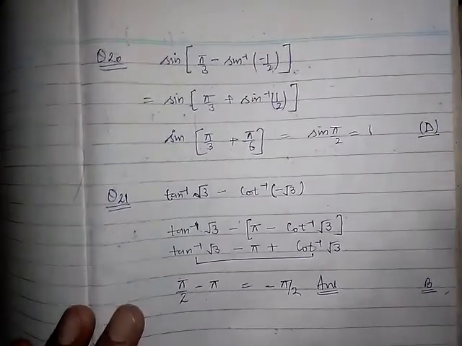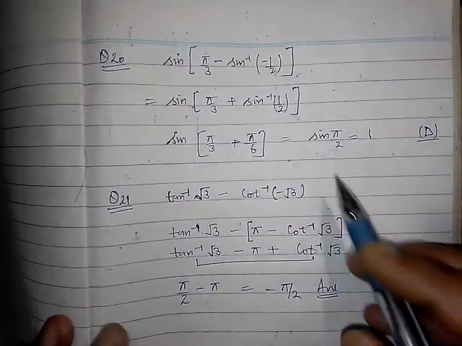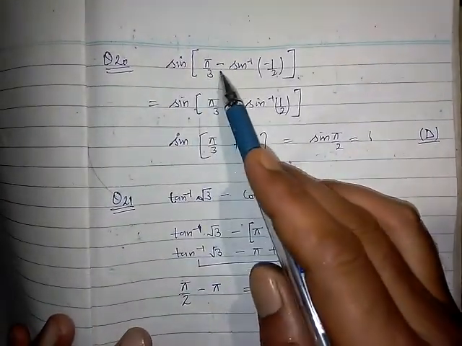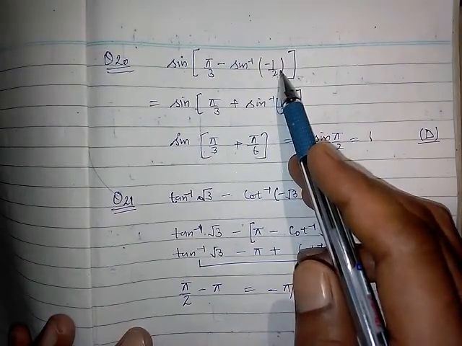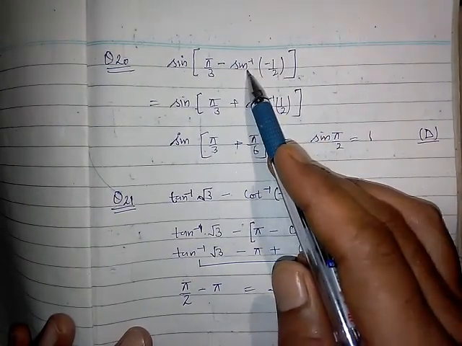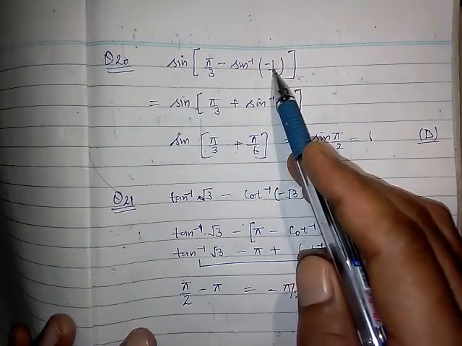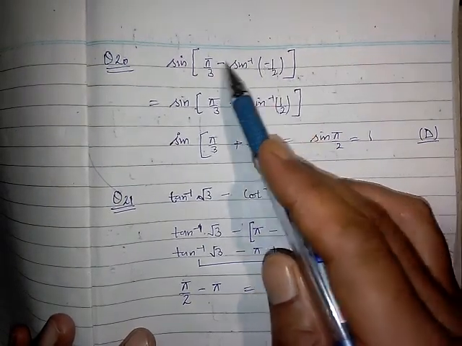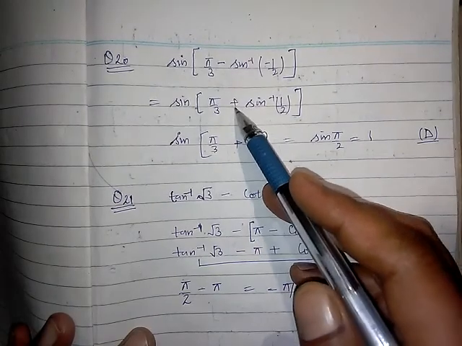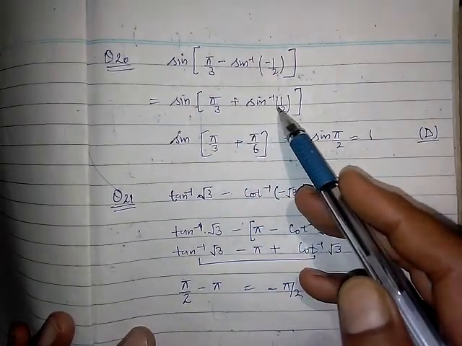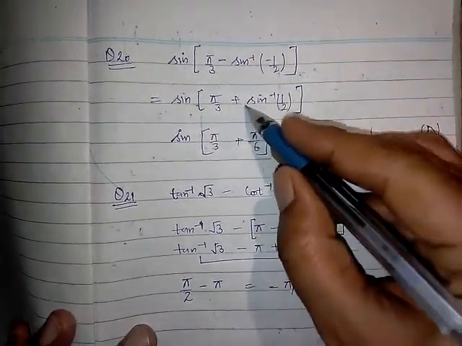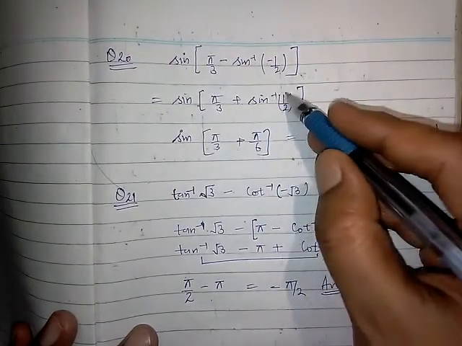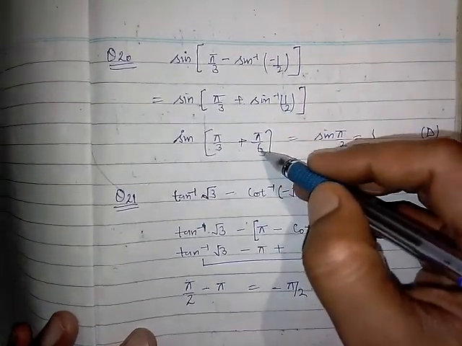That is also a multiple answer type question. Sine pi by 3 minus sine inverse 1 by 2. So what do you mean by sine inverse minus theta? That will give you minus sine inverse theta. So this minus will make it positive. So it will become plus sine inverse 1 by 2, and directly you can write down the value of this. What is the value of sine inverse 1 by 2? That is pi by 6.